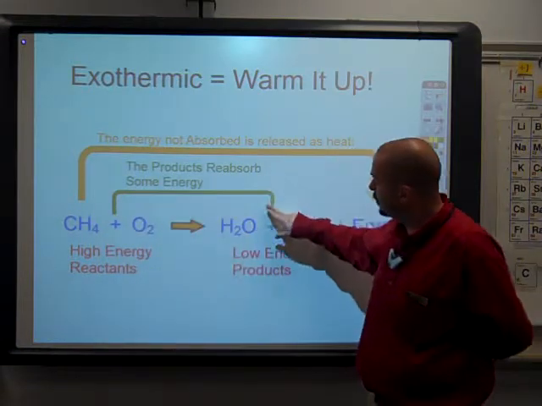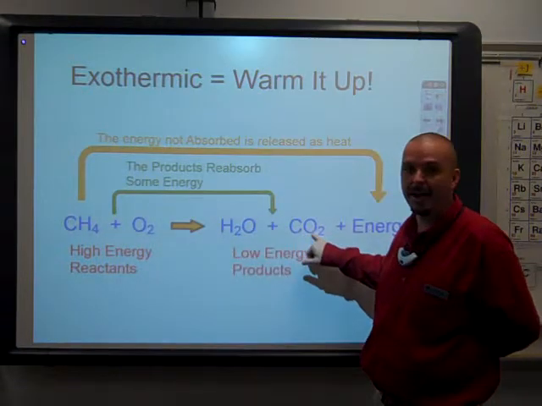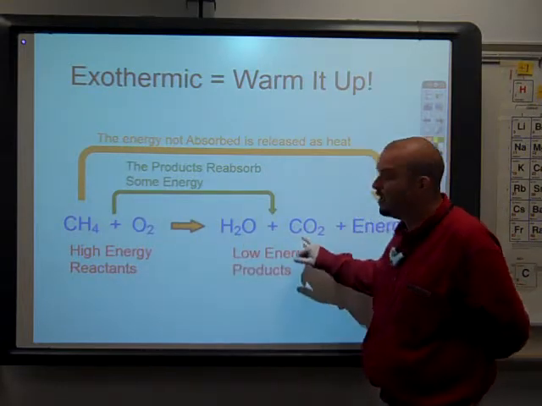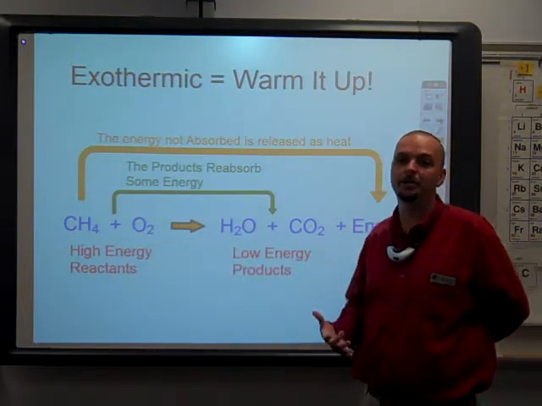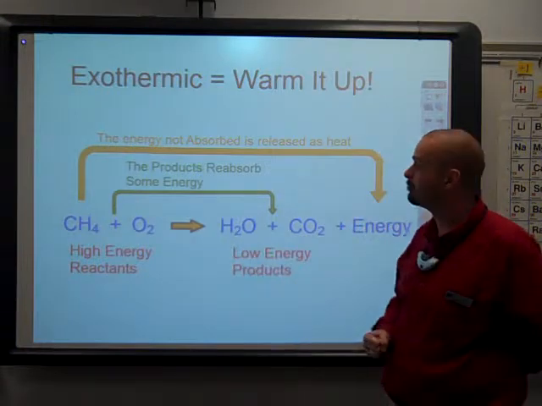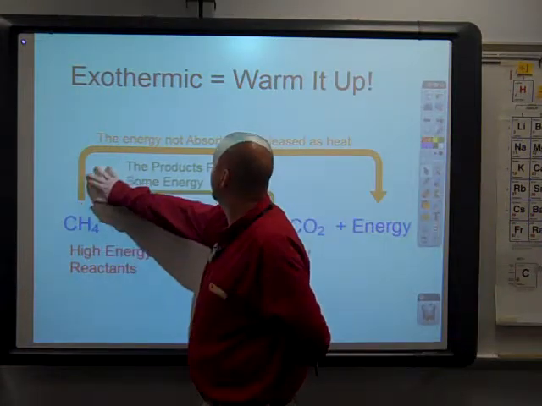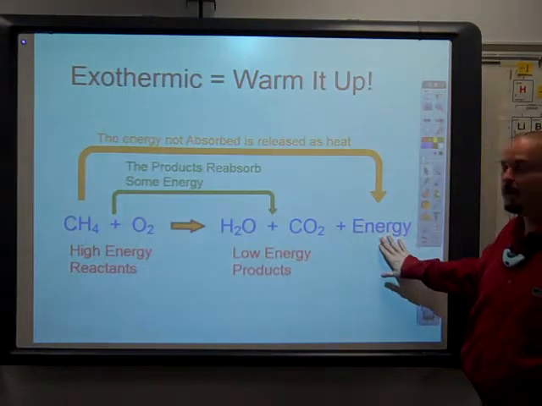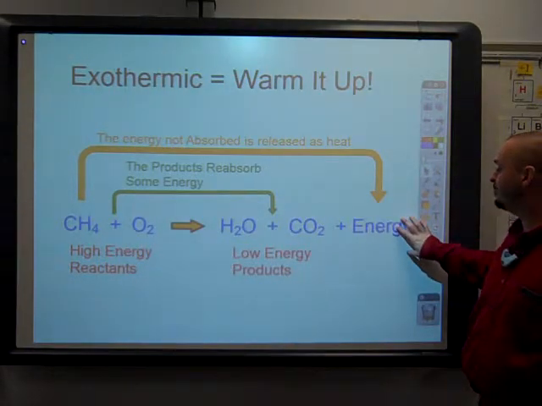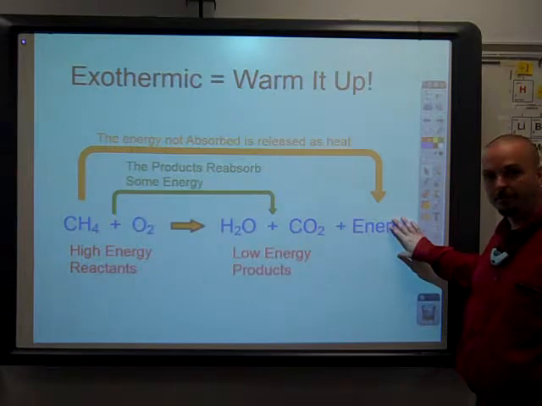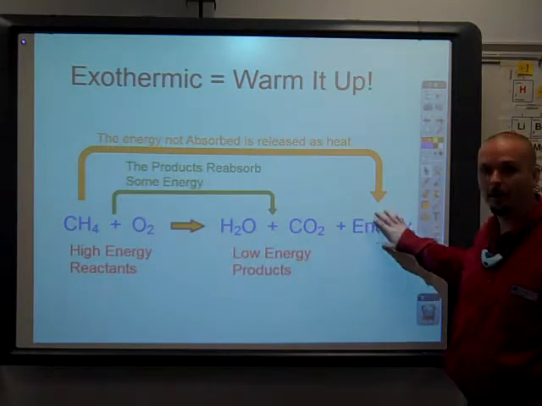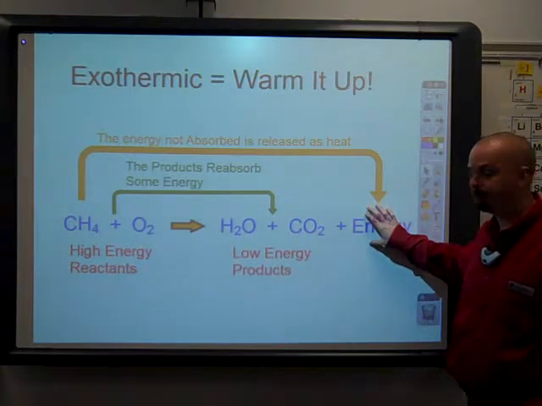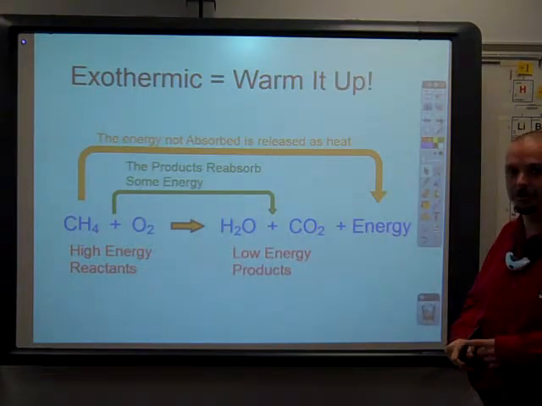When we burn this, we're breaking chemical bonds and we're releasing a tremendous amount of energy. Some of that energy goes into making the water and the carbon dioxide, but not all of it. These are low energy products. They cannot absorb all the energy that the methane releases. So that extra energy, the one that's not absorbed, is released as heat. It goes off into the environment and raises the temperature of the environment. We use it to heat our water, we use it to cook our food, we use it to heat our homes. That's the exothermic reaction.